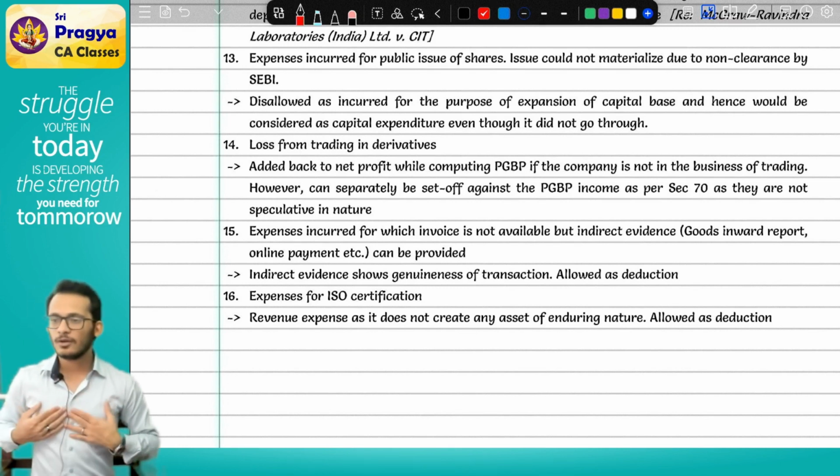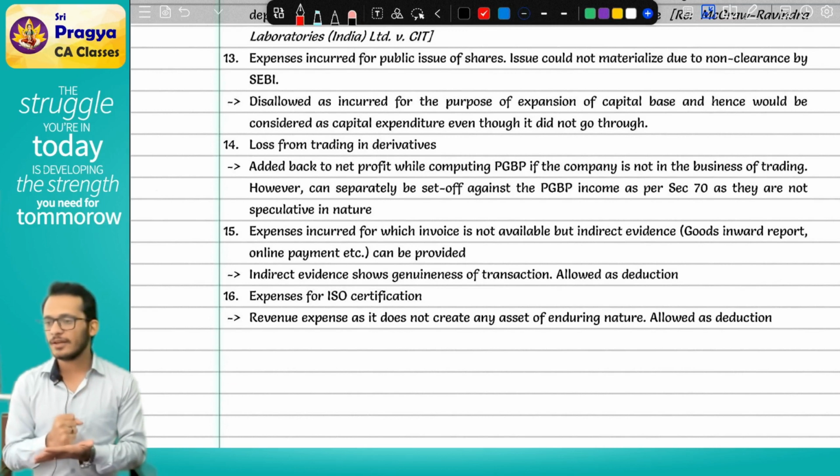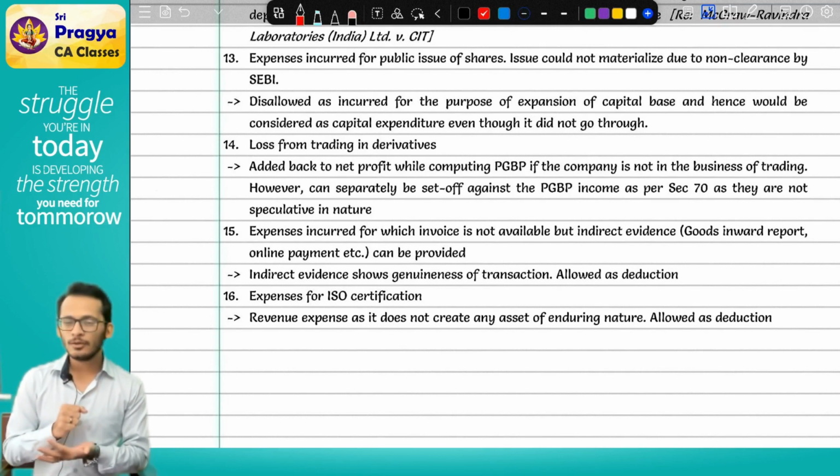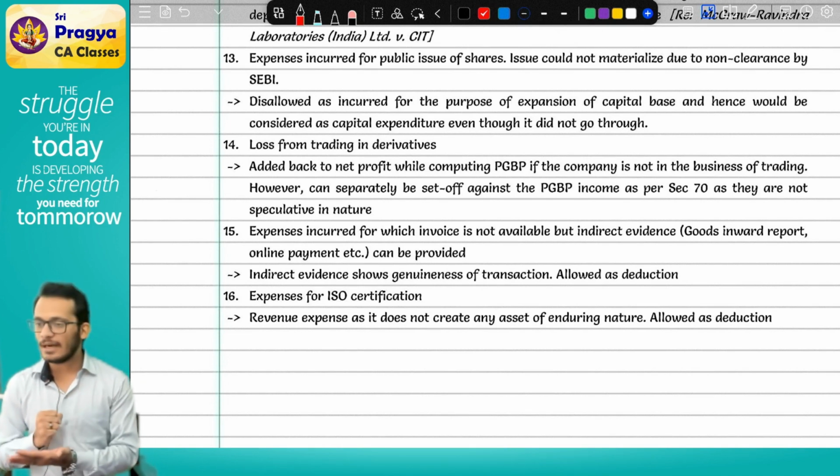This is more like an audit certificate. When you get an auditor's certificate, you get it to prove that your accounts are proper. When you get an ISO certificate, you get it to prove that your standards are proper.